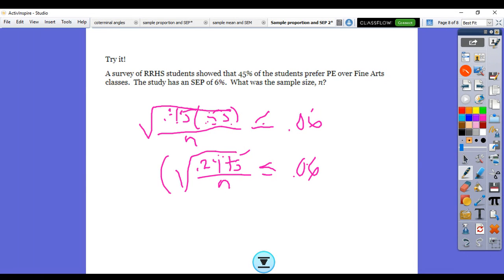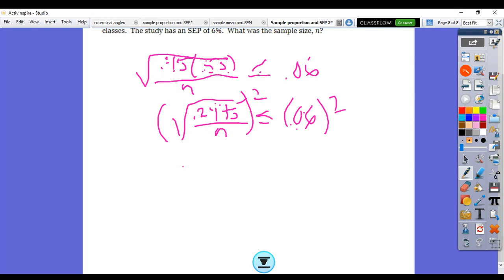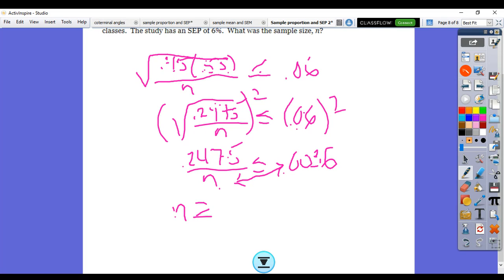And then square both sides. We've got 0.2475 over n is less than or equal to 0.0036. If you notice from the previous example, when you multiply both sides by n and then divide, these just switch spots. So n is greater than or equal to 0.2475 over 0.0036. 0.2475 divided by 0.0036 is 68.75, so it's 69. So n is greater than or equal to 69.